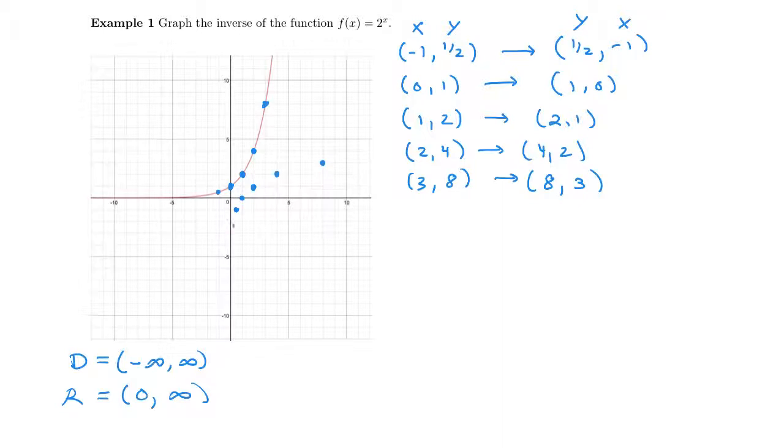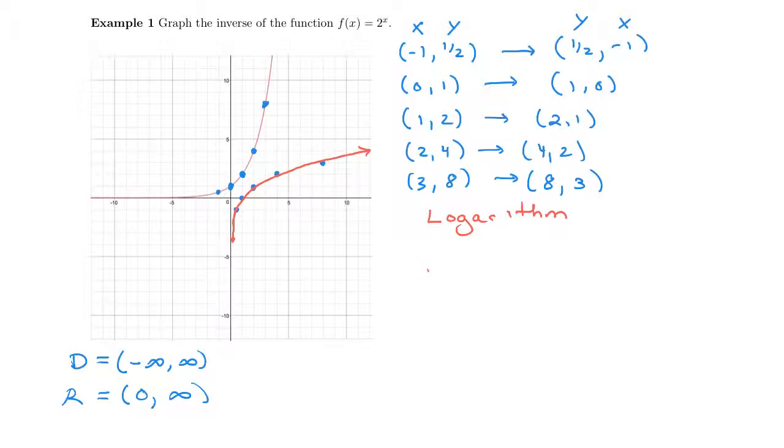The graph has to go through these points, so it's increasing as the x values get bigger, and it's getting really, really close to the y-axis as we go towards 0. So here it is. This is the graph of the inverse of 2 to the x. We call this a logarithm. A logarithm just means you have the inverse of an exponential equation.